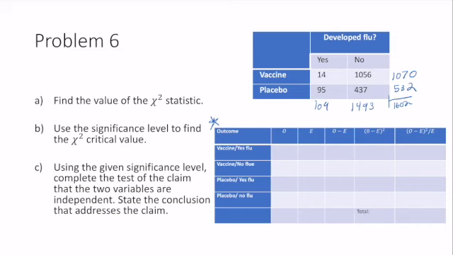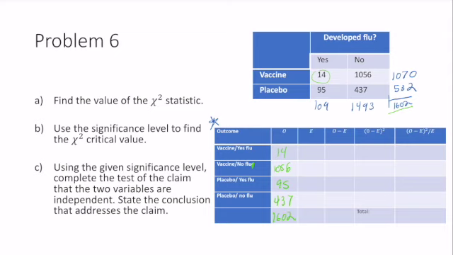Okay, so let's go ahead and fill in this table. We should probably switch to something that's not blue because my table's blue. So I take my observed value. So if you got the vaccine and the flu, that's 14. Vaccine and no flu, that's a typo, is 1,056. Placebo and flu, 95. Placebo and no flu, 437. This is going to add up to our total number of 1,602.